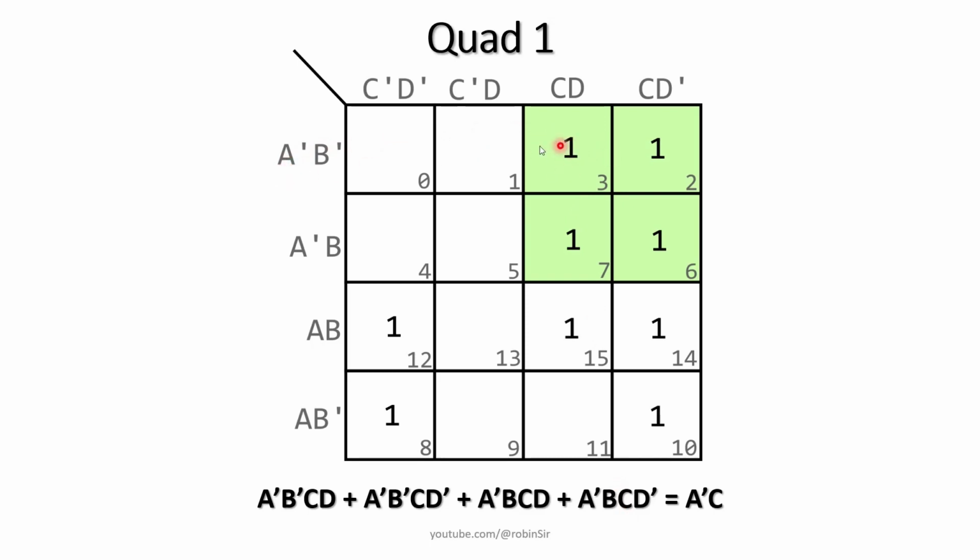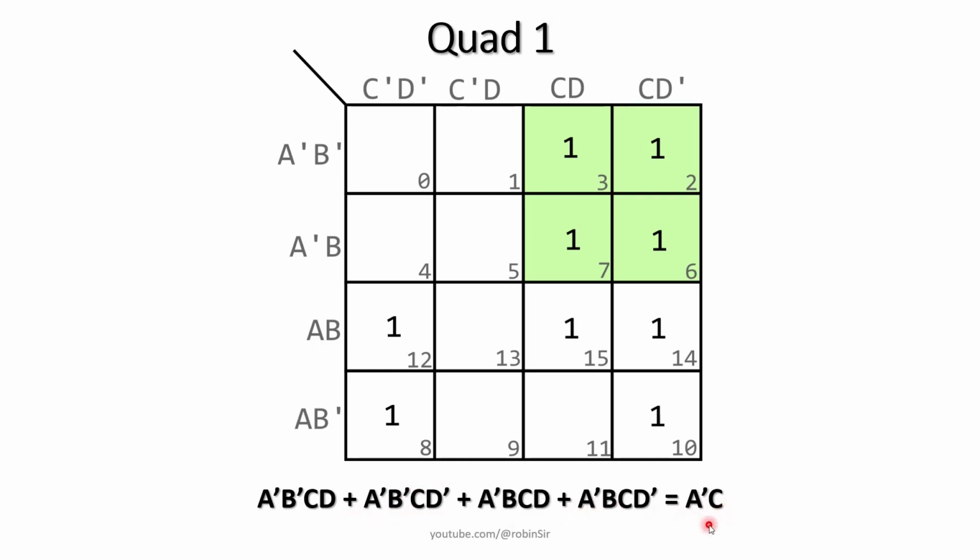For this one, because it is in the A0, B0 row and CD column, we are writing A0, B0, CD. Similarly for this one, this is also in the A0, B0 row, but this is in the CD0 column. So accordingly, we have written the term for the second one. And so on. All the terms are written down in SOP form, and then we reduce it.